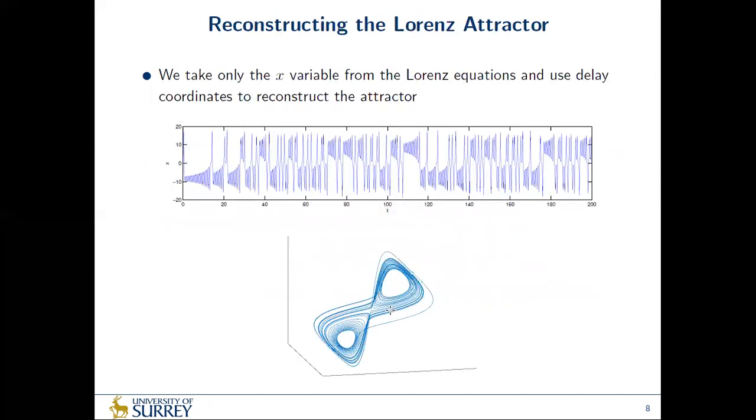If we take just the x variable from the Lorenz equations and do a three-dimensional embedding, we get this attractor down here. And again, we've got similar structure, looping round one lobe, switching to the other one, looping round, and so on. So qualitatively, we get a similar sort of structure. Obviously, it's different in the detail, but it's qualitatively similar.